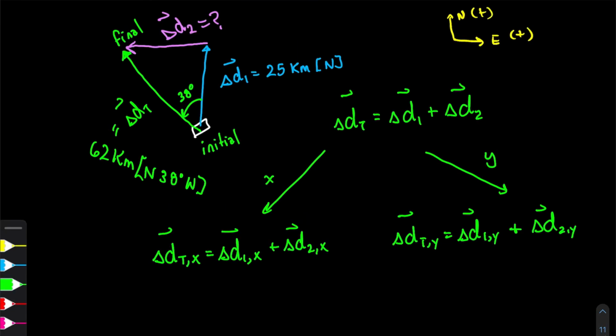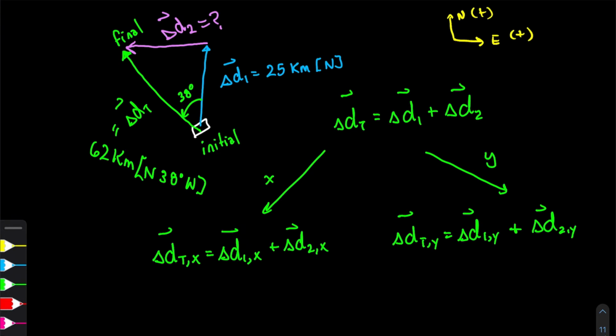Now, because we are working with components, it is a good idea to break the vectors that we were given down into the x and the y components. So you need to draw a triangle for each of the ones that we were given. So we're going to draw the triangle for the total displacement. And notice that delta d1 is just pointing up, so for that one we don't have to worry about the x component. So let's simplify that first.